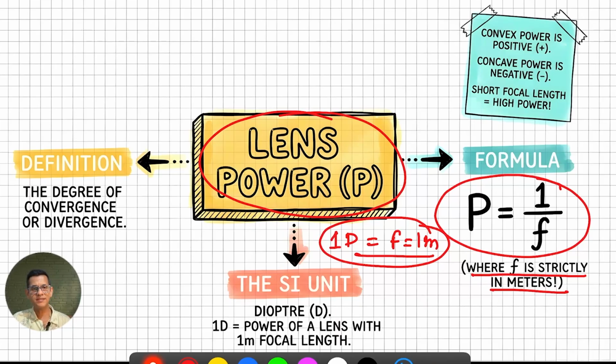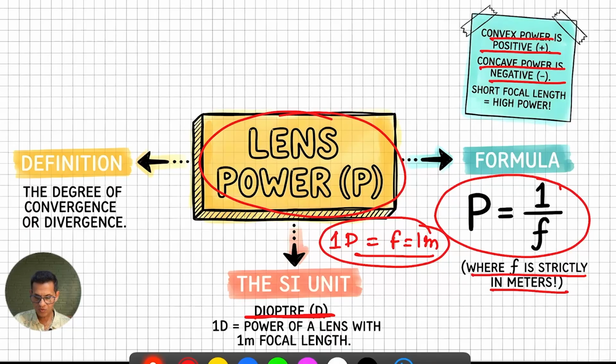Just like the focal length of the lens is taken as negative and positive, the power of lens also is taken as negative and positive. For example, the power of a convex lens will be taken as positive, whereas the power of a concave lens is taken as negative. The unit of power is diopter.